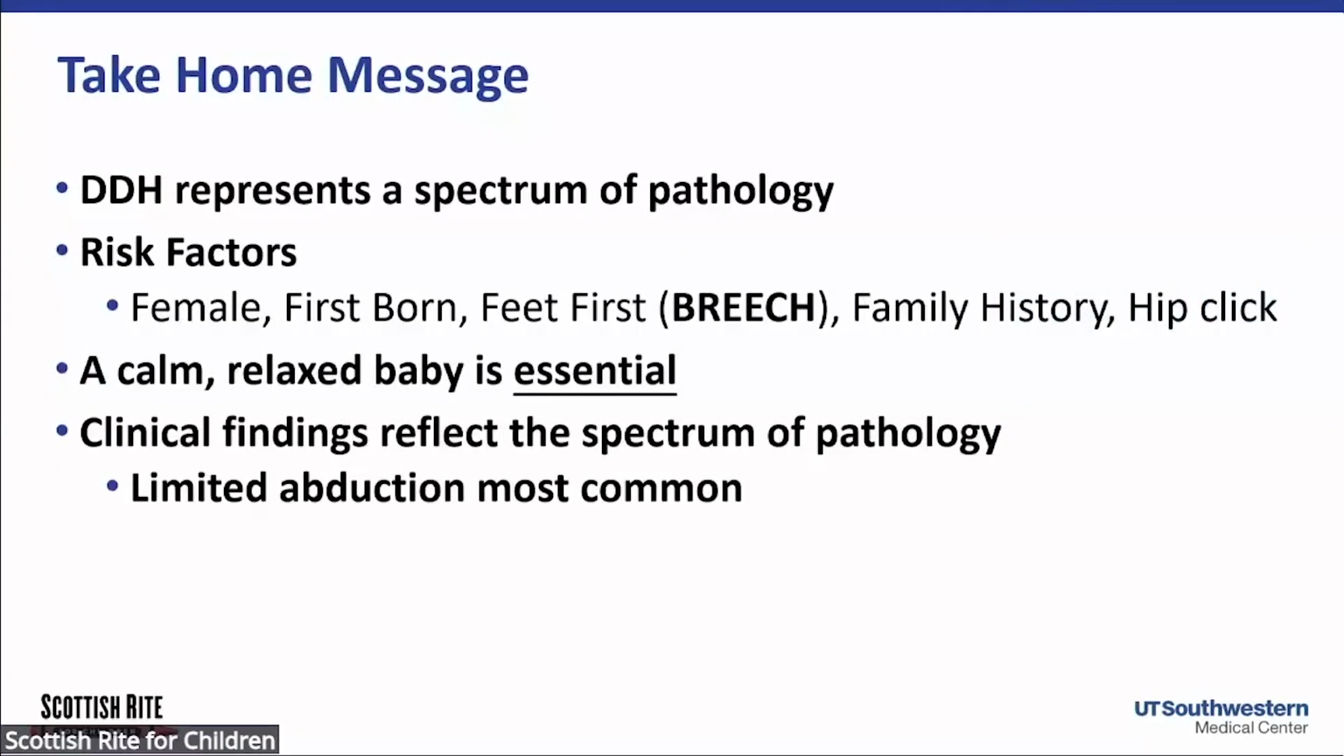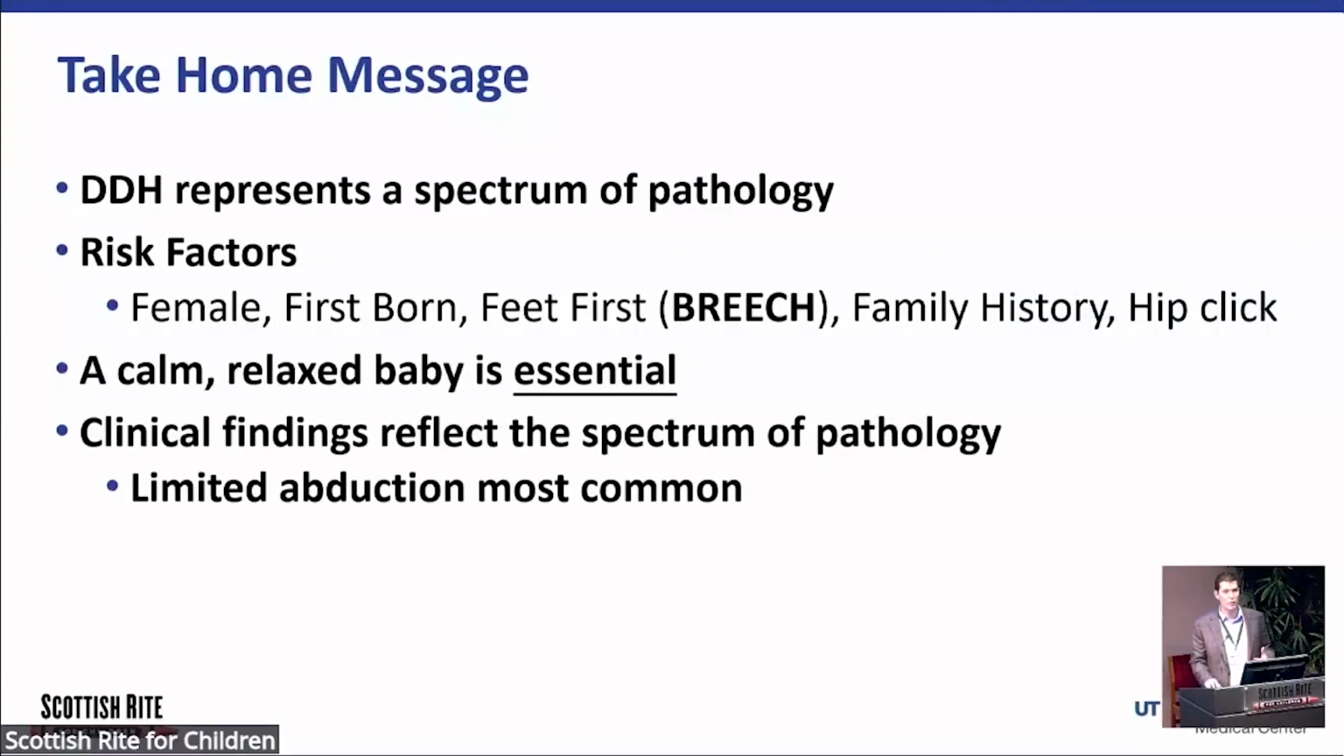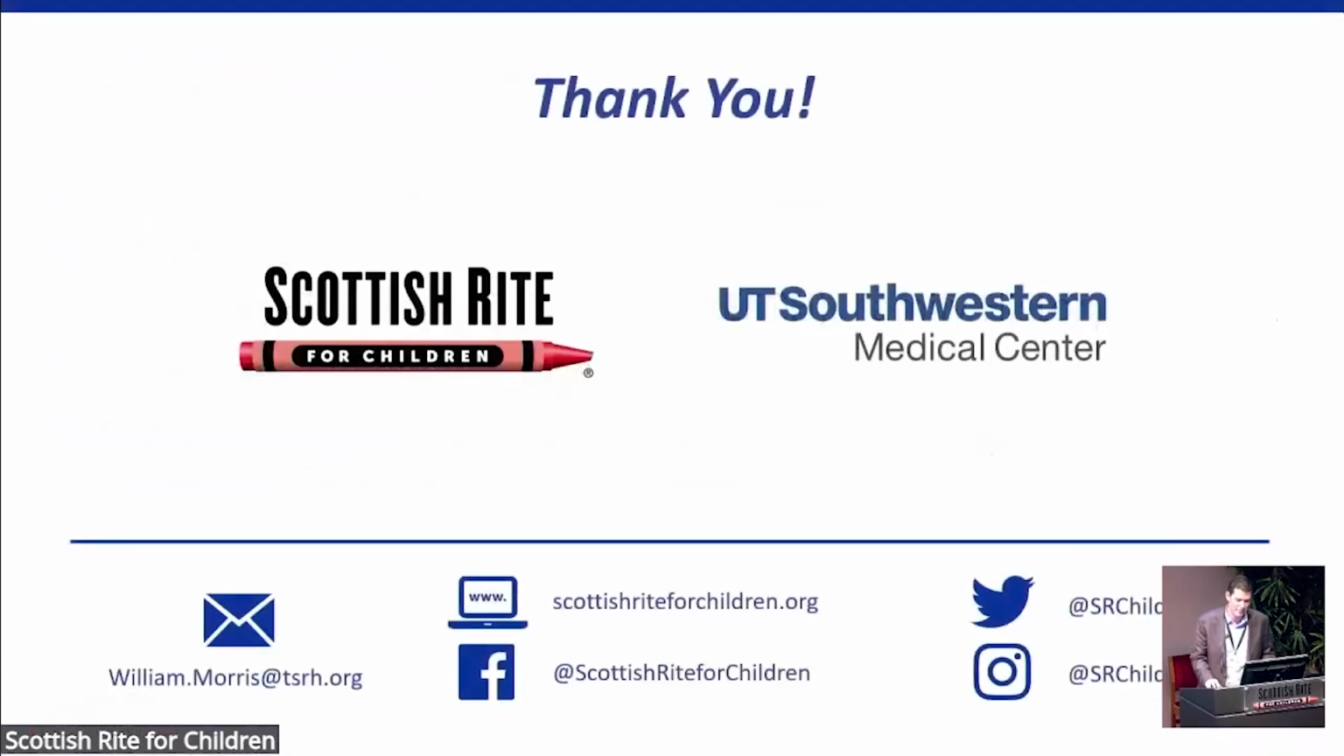So our take-home messages, DDH represents a spectrum of pathology, so you can't look for just one take-home exam finding. But your antenna should be up on patients who are female, firstborn, breech, with a positive family history. I'd be happy to talk, although it doesn't fit into this lecture, on hip clicks during the Q&A session, because we recognize that's an increased risk of dysplasia. A calm, relaxed baby is essential. And again, you're looking for clinical findings that represent the spectrum of pathology that exists, although limited abduction is most common. Thanks so much.